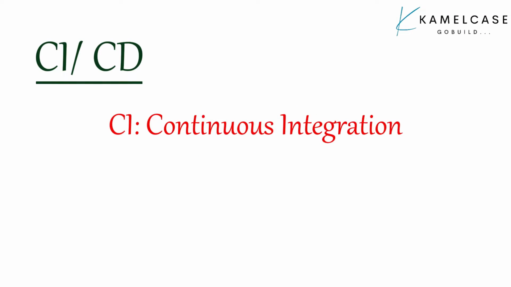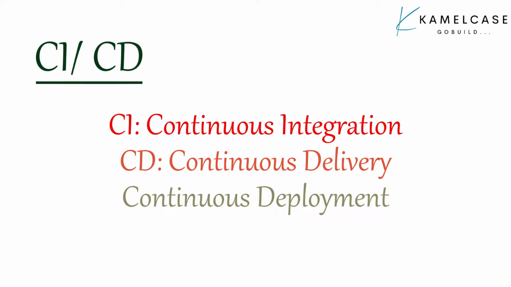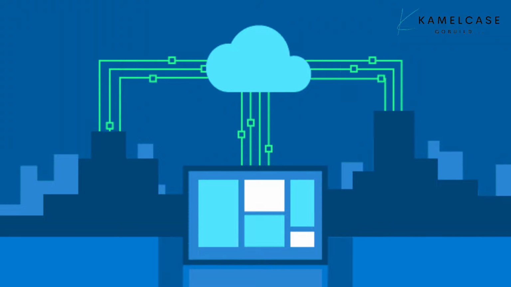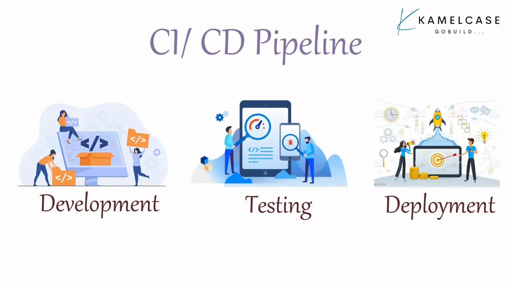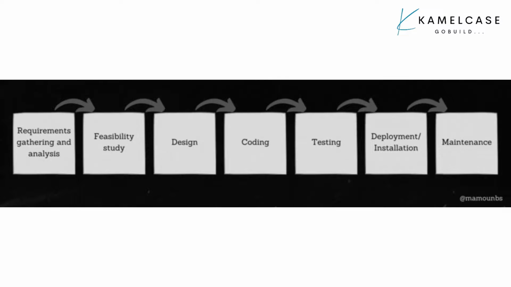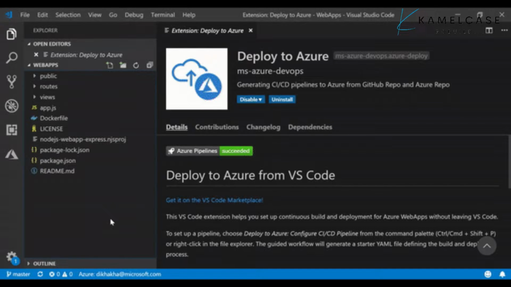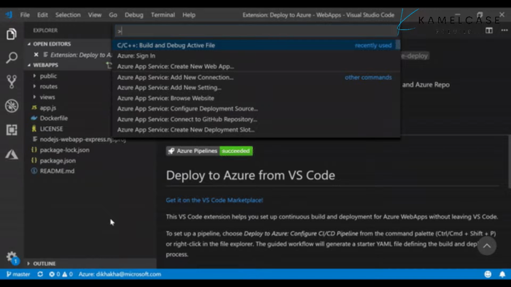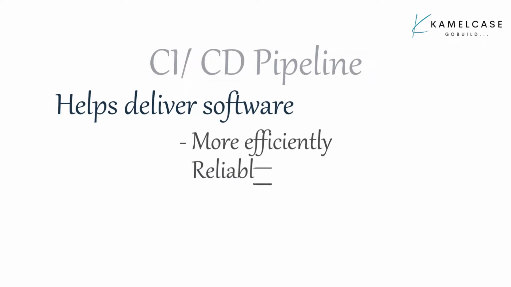A CI/CD pipeline, short for Continuous Integration, Continuous Delivery, or Continuous Deployment Pipeline, is a set of automated processes and tools that facilitate the development, testing, and deployment of software applications. It aims to streamline and accelerate the software development lifecycle by automating various stages, from code changes to the final deployment of those changes into production environments. This approach helps developers deliver software more efficiently, reliably, and with fewer errors.